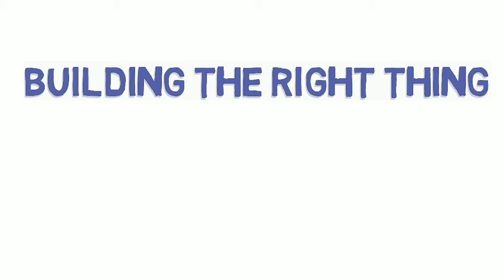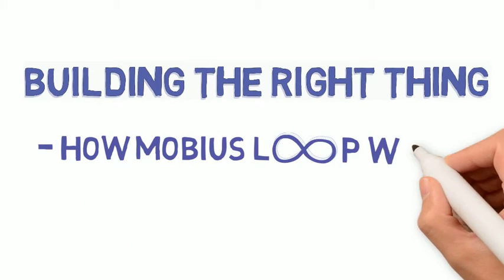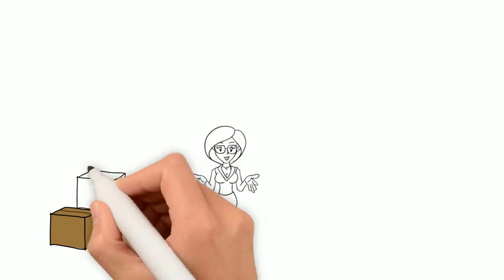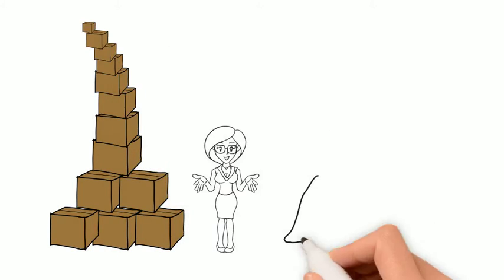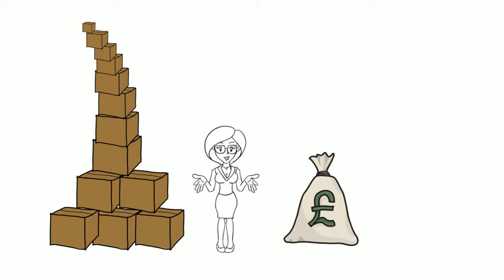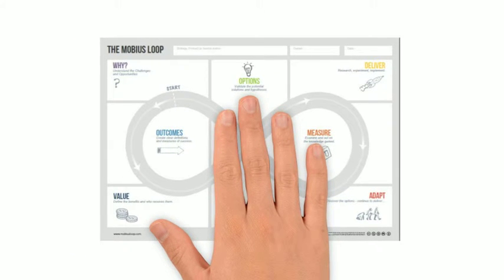Building the Right Thing, Part 2, How Mobius Loop Works. So in Part 1, you heard all about Angie, our product owner, and how the team was delivering lots of output, but not focusing enough on the outcome, which is how you define and measure success. So in Part 2, we're going to show you how Mobius Loop really works.